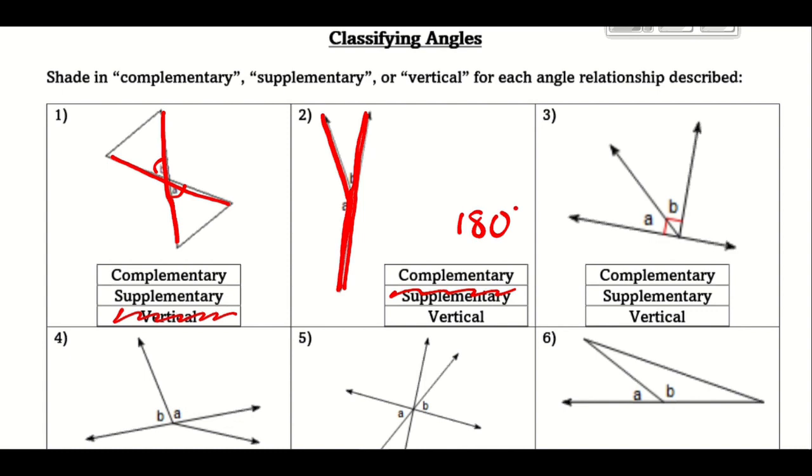And number 3, we have these two angles put together to form that 90-degree angle. That angle and that angle, we can call those complementary because they add up to 90 degrees. All right, I want you to try the rest of these on your own, and then pick back up with the video on the next page.